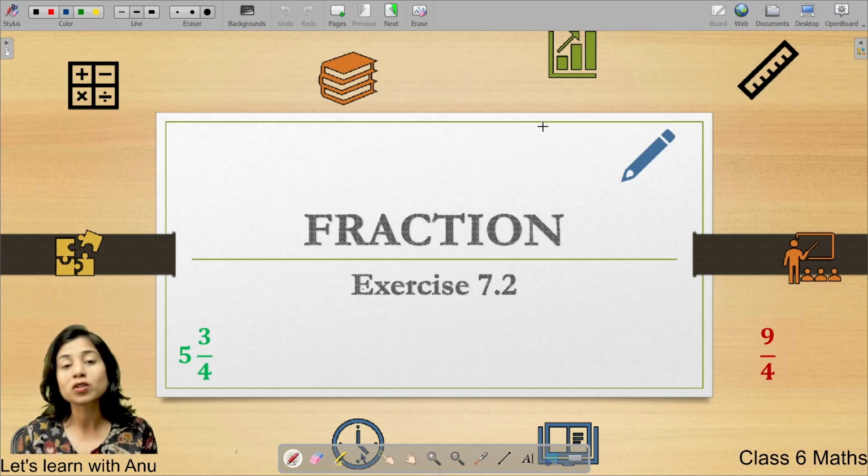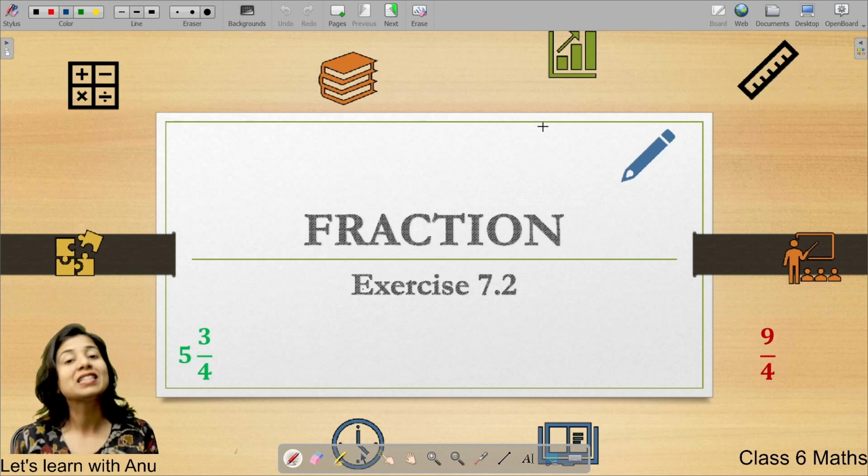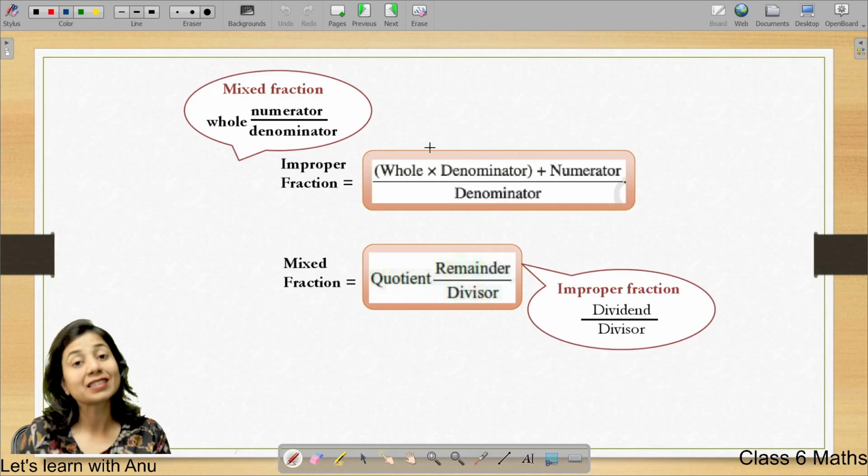So in the previous video we learned about mixed fraction, improper fraction and how to convert mixed into improper and improper fraction into mixed fraction. And in the present video we are going to apply that knowledge and solve some questions of fractions. I'm sure everyone is excited for it. So let's begin. Let's quickly have an overview of the formulas that we're going to use in solving the questions.